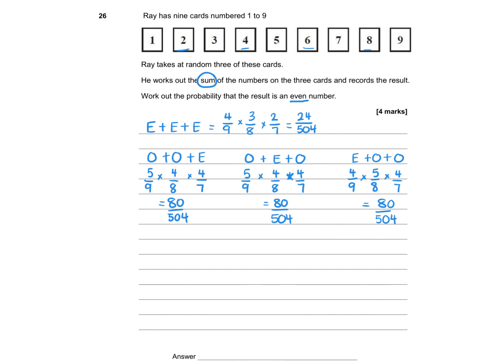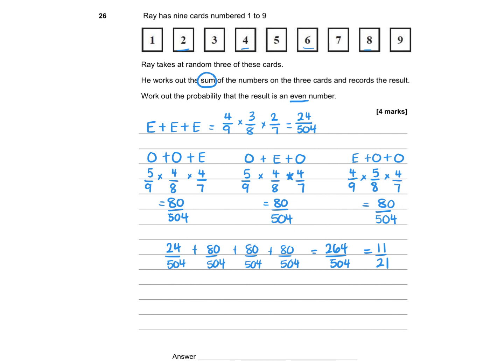And then to find the probability that the result is even, obviously we're just going to go ahead and add these all together. So 24 out of 504 plus another 80 out of 504 plus another 80 out of 504. And working that out, we get 264 out of 504. And if we want to simplify that down, 11 over 21. You can also give it as a decimal, whichever way you choose. And that is about it. That's all we're looking for in that question.